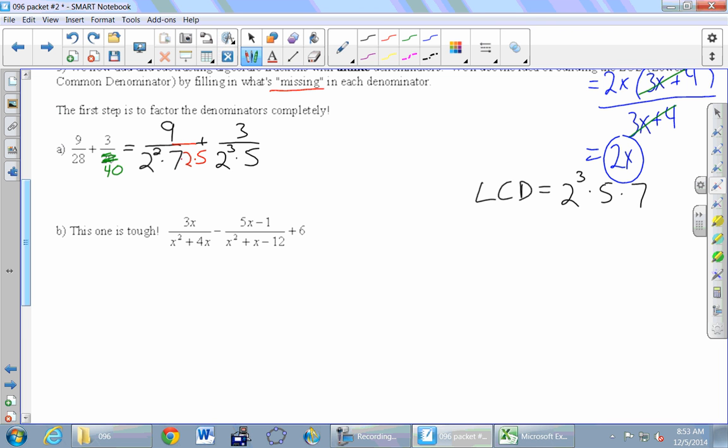But if I do that, I've unbalanced the scales. What do I need to do right away to pay for it? So upstairs, 2 times 5. And then we'll look at the other fraction. I have 2 cubed and 5. What is it missing? It's just missing the 7. So times 7 there, times 7 there.